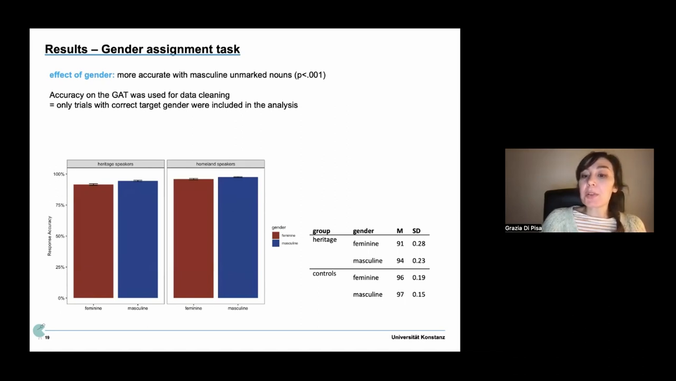And we can see here for the heritage speakers, the feminine was the one where they had the lowest, let's say, scores. It was 91, but still it's pretty high. So this means that they knew the gender of the nouns. They had the knowledge of the lexicon gender. And we use this task also for data cleaning, which means that only trials with correct target gender were included in the analysis. Because of course, if you think that fiore, which is masculine, you store it in your mental lexicon as feminine, then for you, the agreement with the feminine adjective is going to be correct. So we control for that in the analysis.